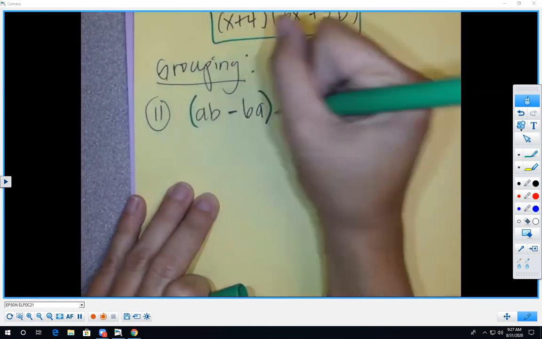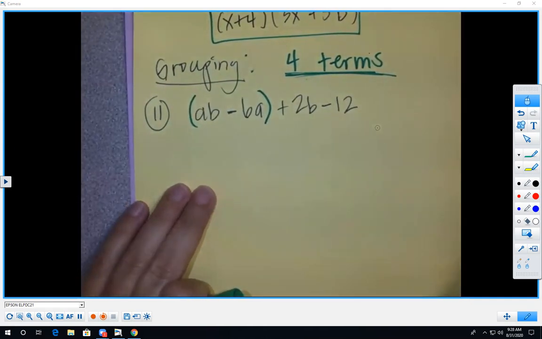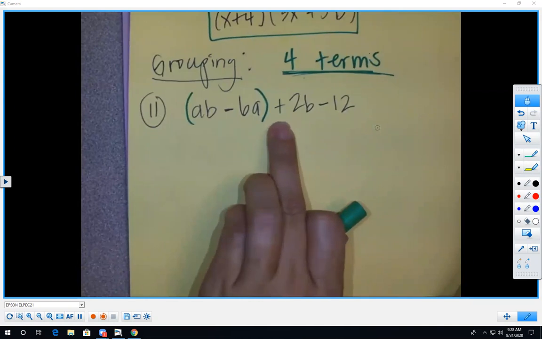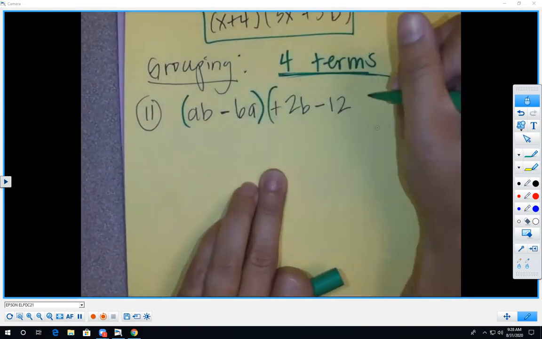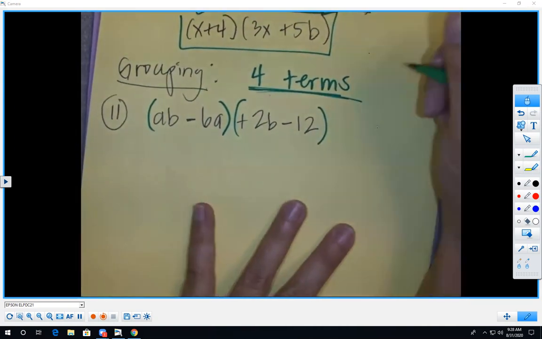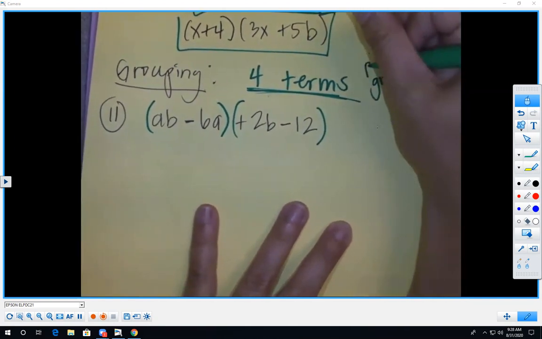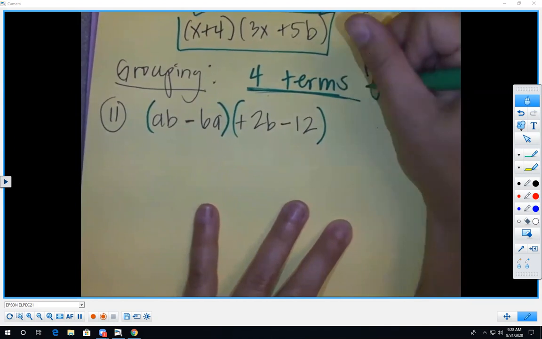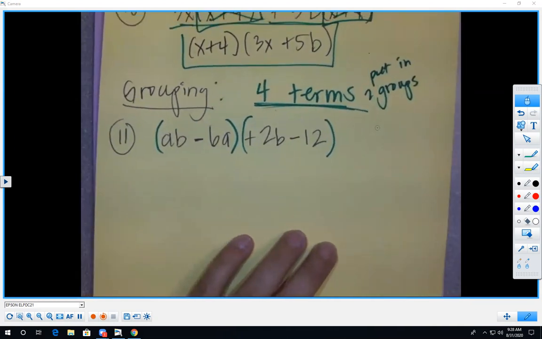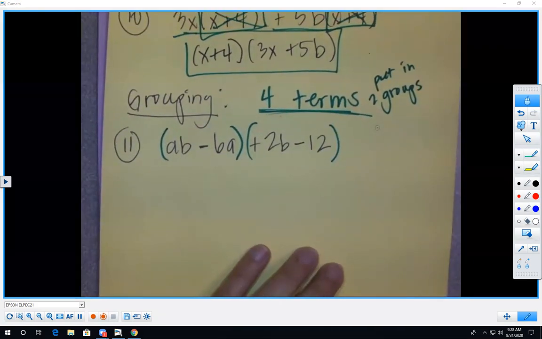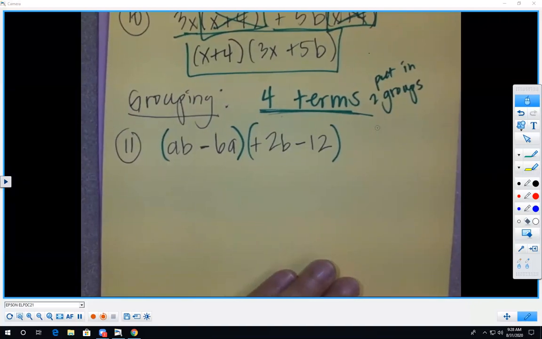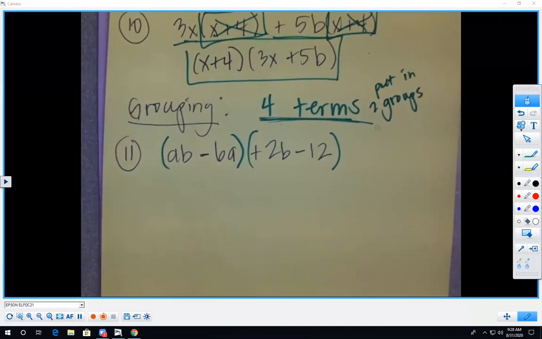So I'm going to group the first 2 together. And then the second 2 together, I'm going to group. Make sure you put that plus sign in front of the 2b. Stick that in the second group. Okay. So the first thing you do is put in 2 groups. And you always group the first 2 together and then the last 2 together.